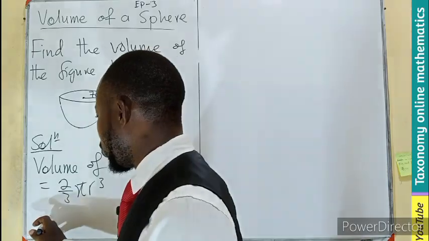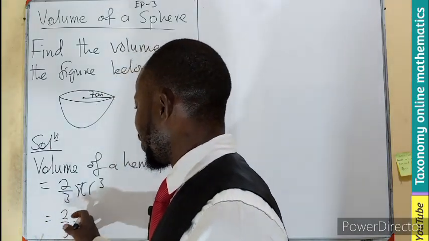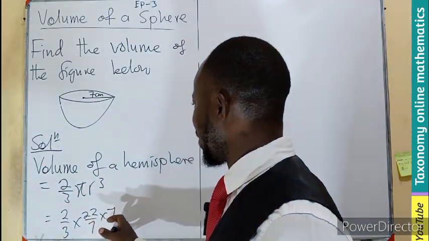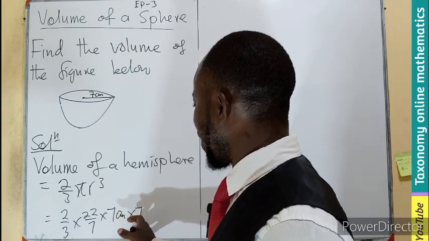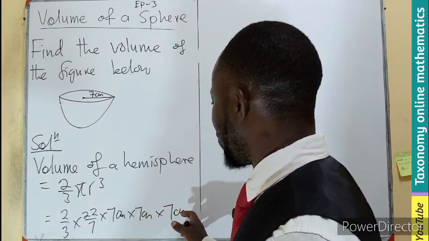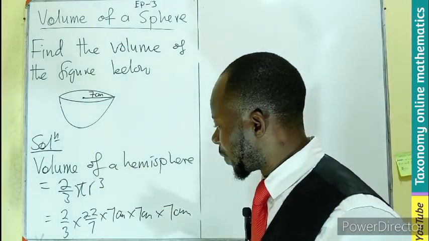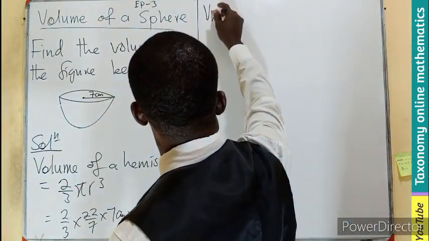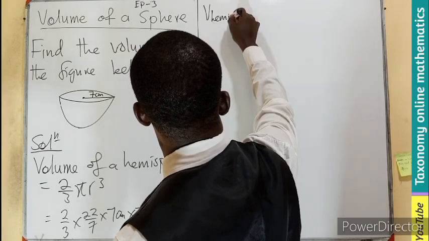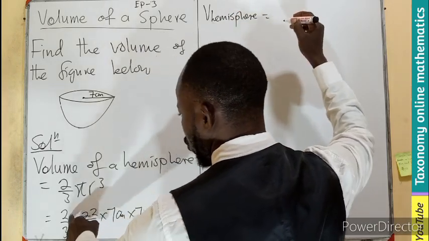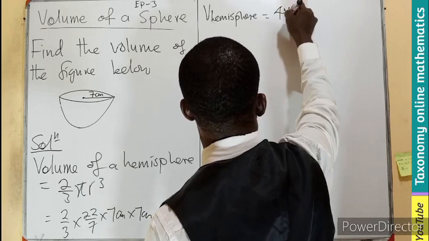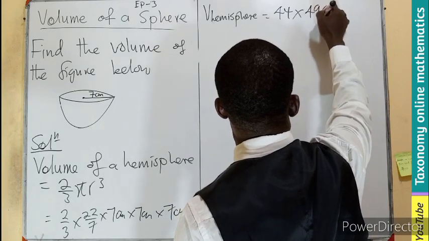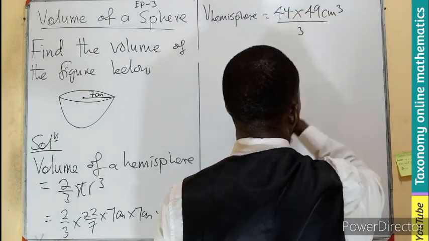So we only do substitution: 2 on 3, 22 over 7 representing pi, then 7 centimeter times 7 centimeter times 7 centimeter. There are 3 of them because of the power of 3. So what happens? This will cancel one of them. So we are left with volume of hemisphere equals 2 times 22, which is 44, 7 times 7 times 1 will give us 49 centimeter cube, divided by 3.